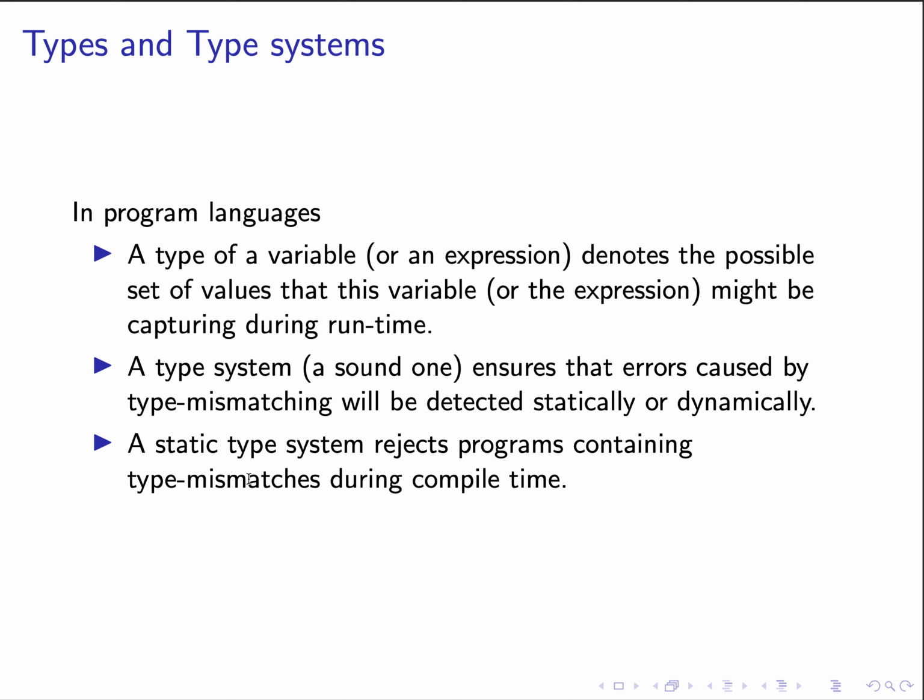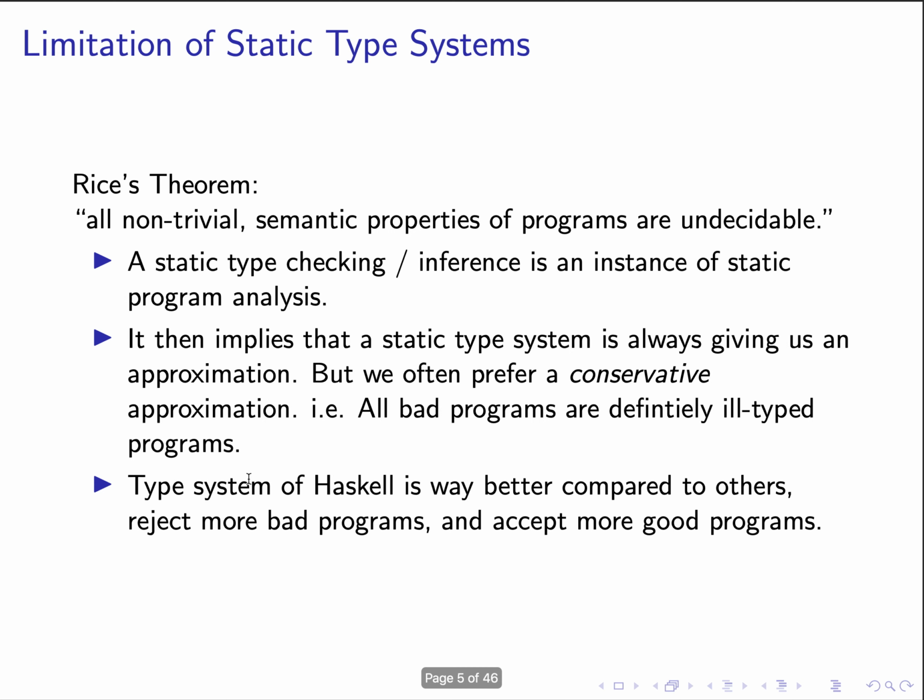as soon as possible. But on the other hand, static type systems are not always invincible, meaning that there are always some limitations attached to a static type system. As pointed out by Rice's theorem, all non-trivial semantic properties of a program are undecidable. So if we assume that static type checking is also a static program analysis, there is always a limitation, and it always gives us an approximated result.